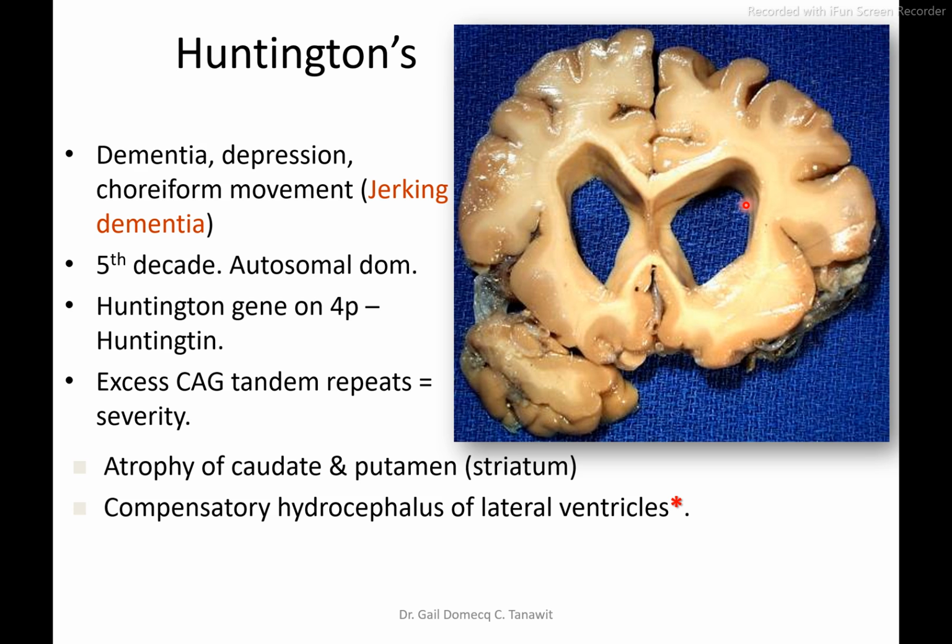Huntington's disease. Usually, it's an autosomal dominant in the fifth decade, and it's located on 4p, producing your huntingtin. Okay, this is due to an excess CAG, so CAG tandem repeats. Therefore there will be an atrophy of the caudate and the putamen. Then there will be a compensatory hydrocephalus of the lateral ventricles. Okay, so this is the striatal atrophy.